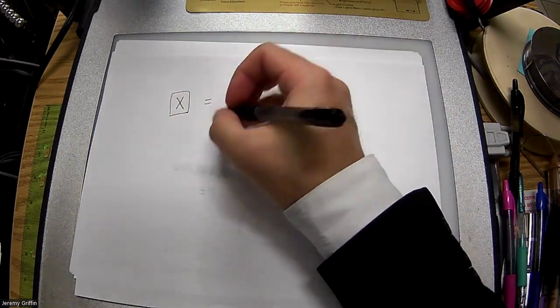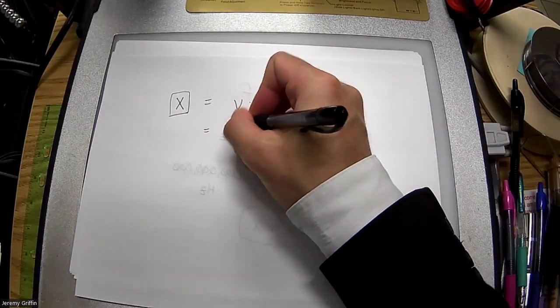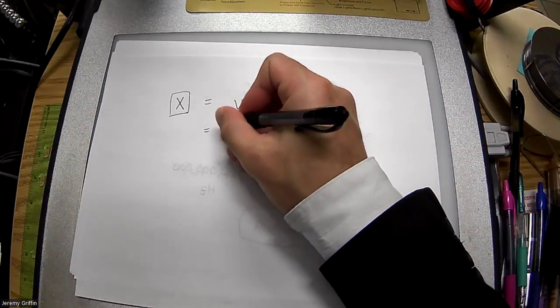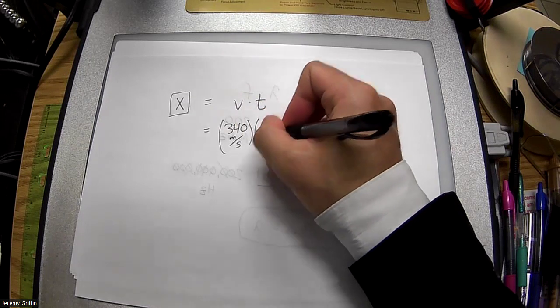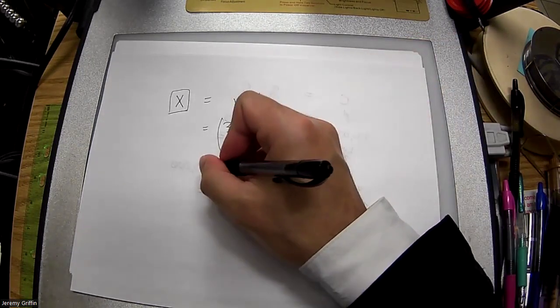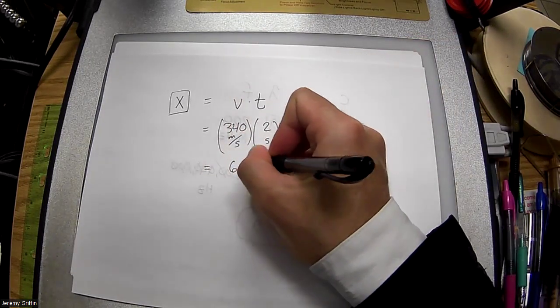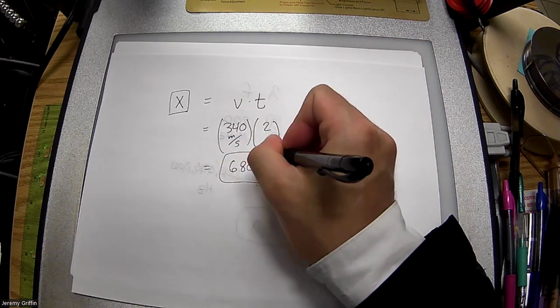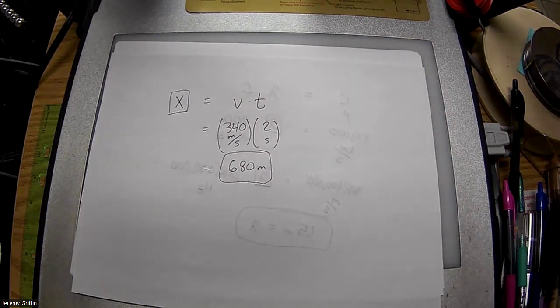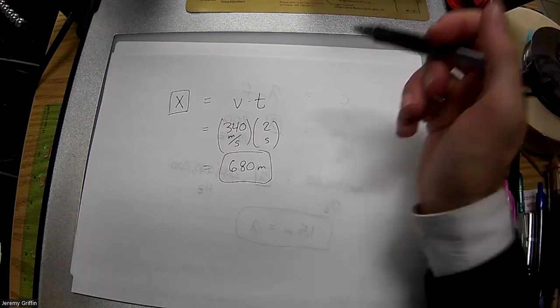So in this case, I want to know how far. It's going 340 meters per second, and there's a 2-second time delay. 2 seconds it's been going for, so it's at 680 meters. Okay, so let's fill in a little bit more of the story.